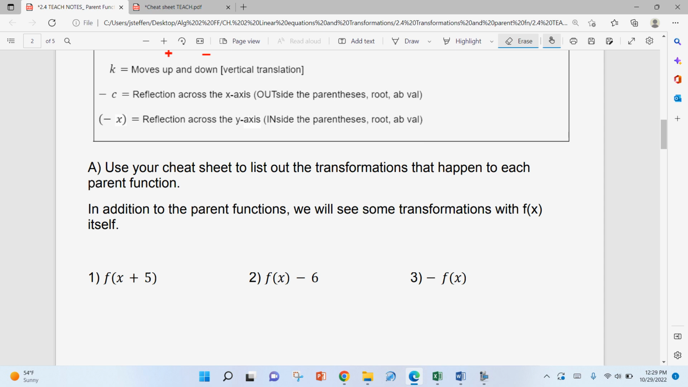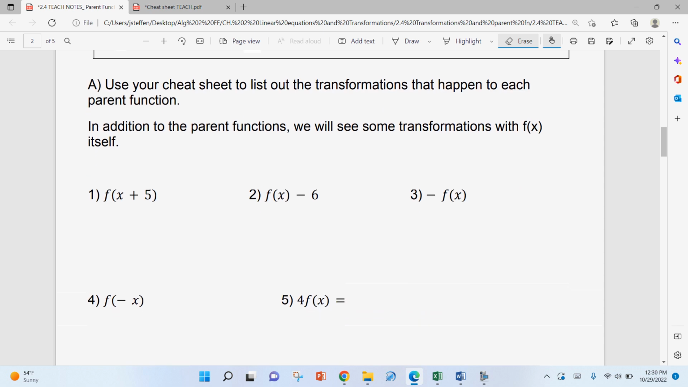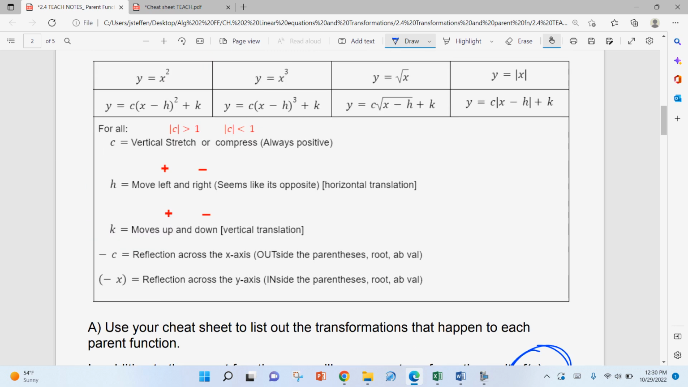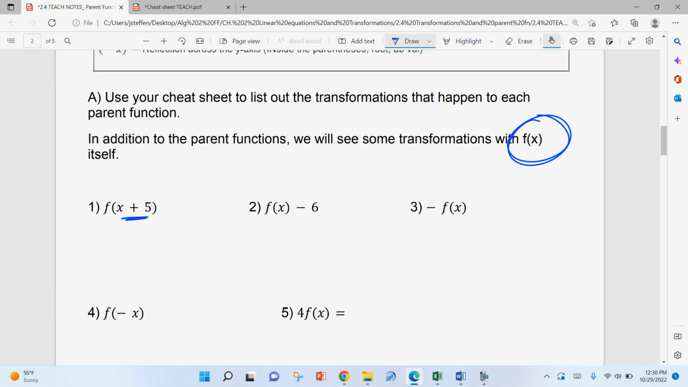So I'm going to show you these first. Now, these are a little bit different. These aren't with our parent functions. But when we talk about f of x, that just stands for any generic function. But these rules still apply. So if you have x plus 5, if it's inside your parentheses, just like inside the parentheses up here, that means you go left to right, and it seems like it's opposite. So x plus 5 inside, that means whatever this function is, basically, you're moving the function f of x to the left 5.